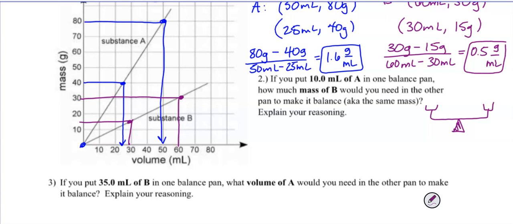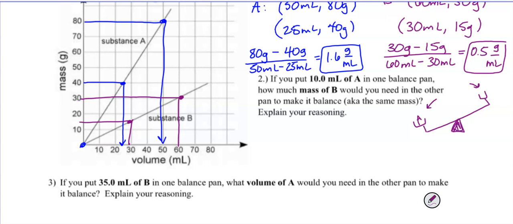And then I say I put 10 milliliters of A. So here's A. Then all of a sudden my balance pan goes lopsided. That's really heavy. So I want to make it balance again. So if I have 10 milliliters of A in here, then how much of B do I need to add to make that balanced pan go back to normal?